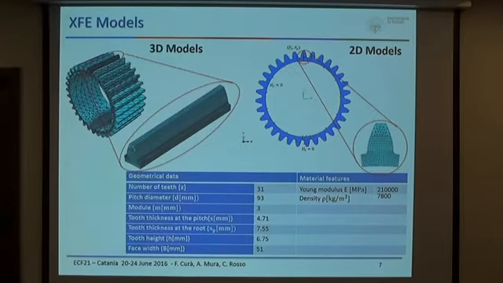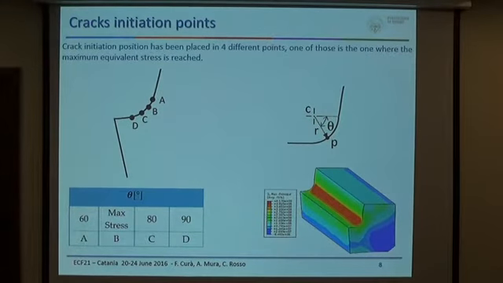In this work we performed only numerical simulations by means of extended finite element models. We started the investigation with three-dimensional models, and then we shifted to two-dimensional models. The approximation of these models is mainly due to the simulation of the rolling elements, because we used simply sliders to simulate the roller bearings. Then, to see the effect of the crack initiation point, we nucleated the crack in four different points. The first is the point where the maximum equivalent stress is reached, and then we take two points up and one point down.